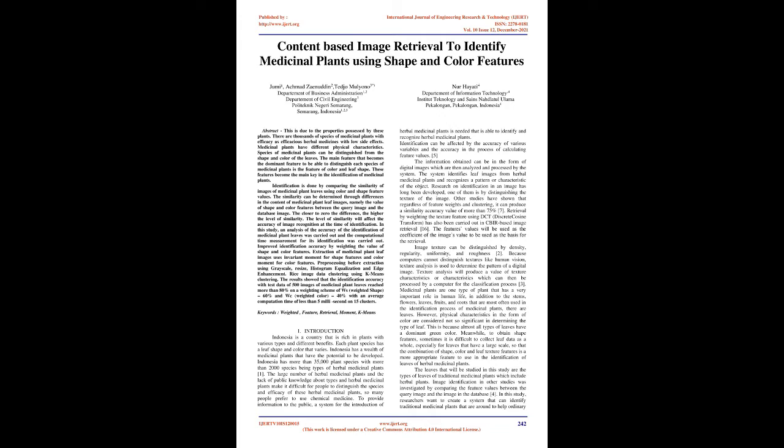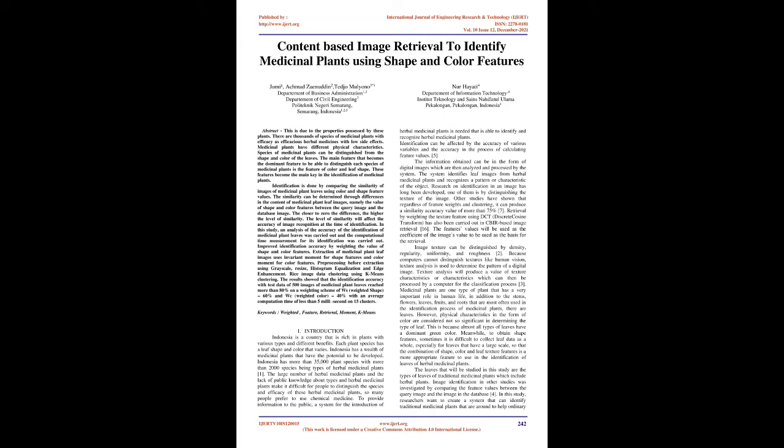The main feature that becomes the dominant feature to be able to distinguish each species of medicinal plants is the feature of color and leaf shape. These features become the main key in the identification of medicinal plants. Identification is done by comparing the similarity of images of medicinal plant leaves using color and shape feature values.